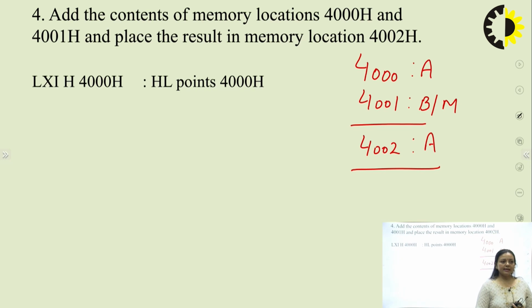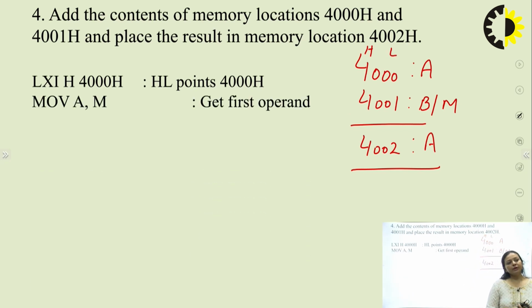So LXI H 4000, load 16-bit immediate value into the HL pair. So HL is pointing to 4000. Then MOV A, M. So copy the contents from memory to the accumulator. The first data, which is present at location 4000, is transferred to the accumulator. Let's say 17 is moved to the accumulator.